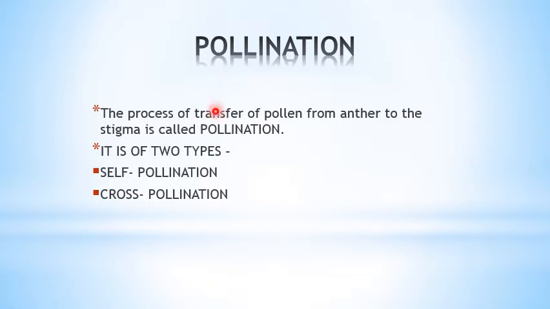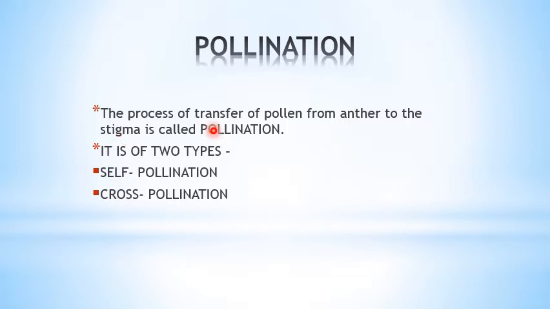The process of transfer of pollen from anther to the stigma is called pollination. So what is pollination? The process of transfer of pollen. What is pollen? That is the male gamete which is formed in the anther. So transfer of pollen from anther to the stigma. What is stigma? Stigma is the platform or the receptacle part of the female reproductive system.